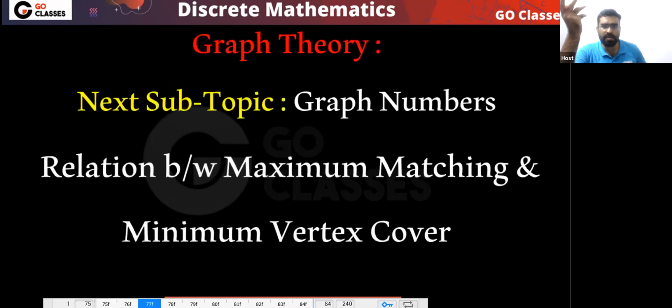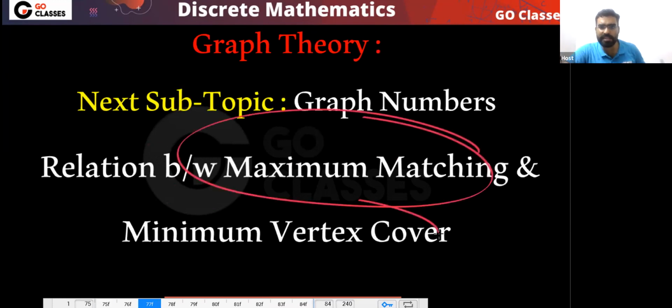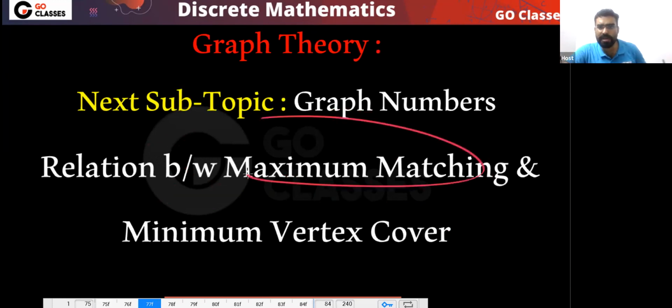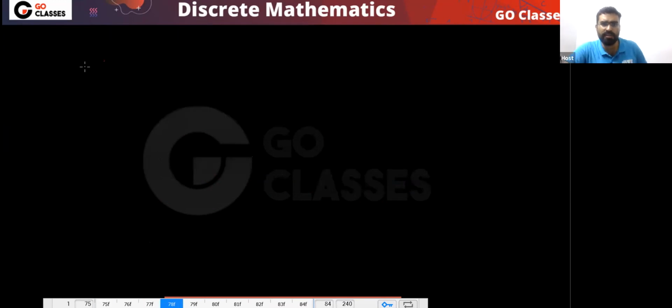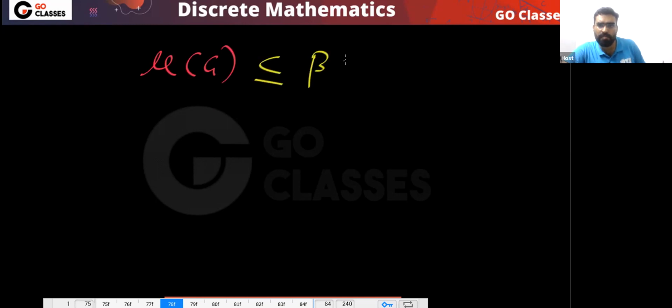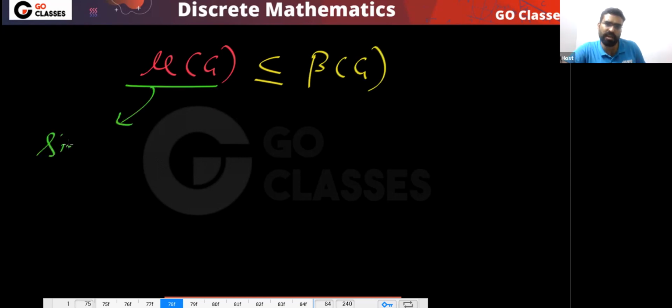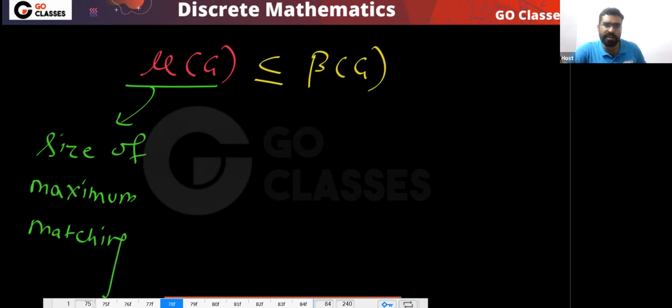These are very simple things. So the maximum matching and the minimum vertex cover, what is the relationship between them? We have already seen that this is the maximum matching, the matching number. This is less than or equal to the minimum vertex cover. So the size of the maximum matching is less than or equal to the size of the minimum vertex cover.